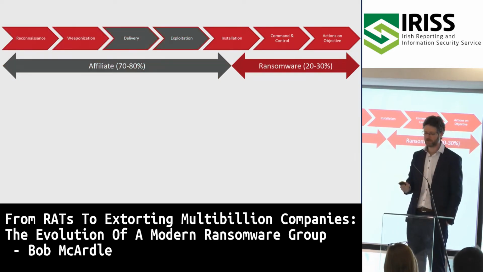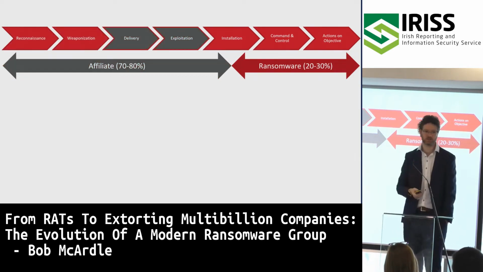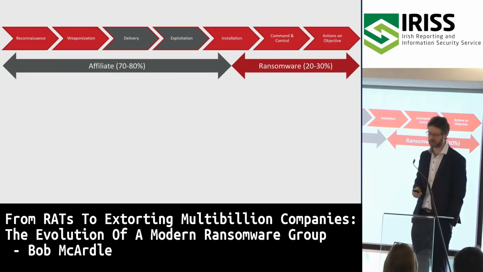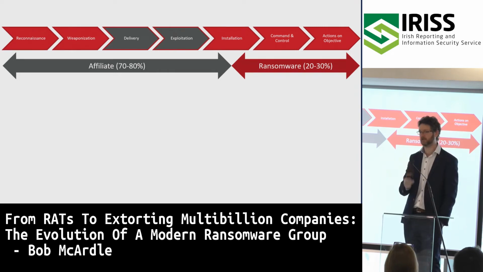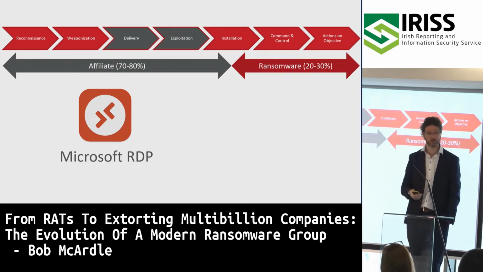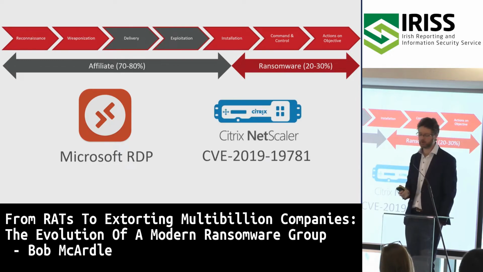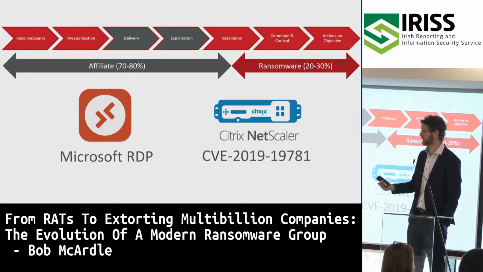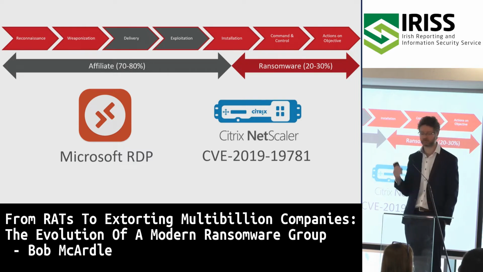So if we flick ahead into the delivery and exploitation phase, which is where you would see the first signs of them actually on your network, there are a couple of methods that Nephilim themselves favored. Nephilim would regularly use Microsoft RDP. They would either use stolen credentials that they'd gotten somewhere else or just brute force to gain access. They also liked using network vulnerabilities. In their case, their favorite was the Citrix NetScaler vulnerability. Other ransomware groups use different network vulnerabilities, but similar approaches to this. So this is generic, if you like.